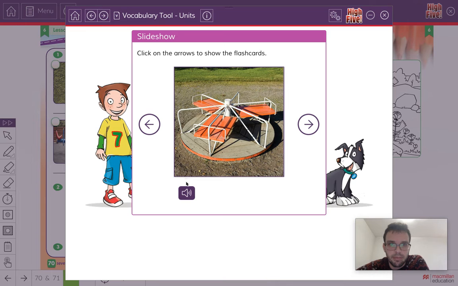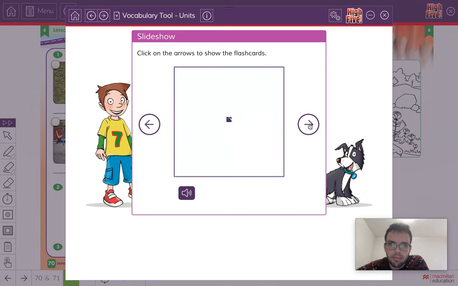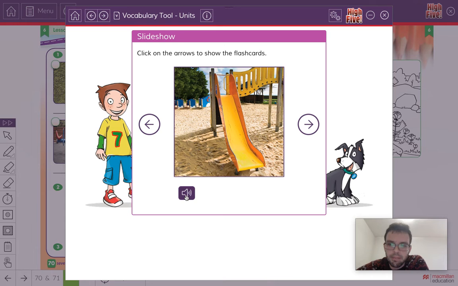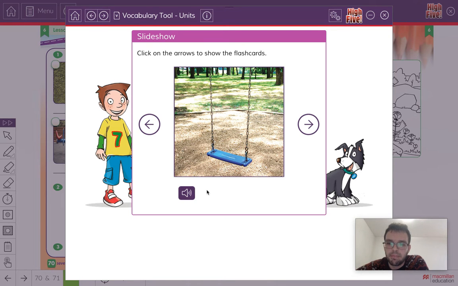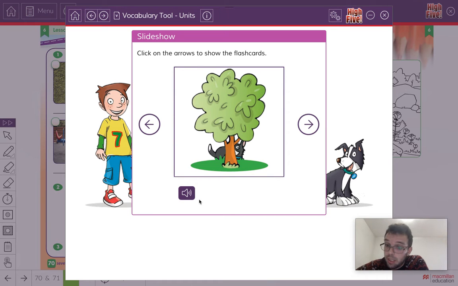What is this? Roundabout. It's a roundabout. Very good. What is this? Seesaw. It's a seesaw. What was this? Do you remember? Slide. It's a slide. What was this? Swing. That's a swing. Oh, this one's easy. What is this? Tree. It's a tree.